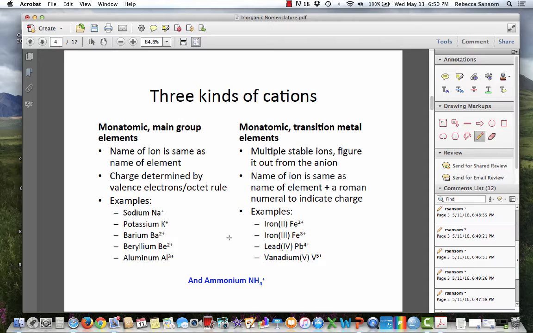Second, we can have monatomic transition metal elements. These, you have to include a Roman numeral to indicate the charge because you can't tell what the charge is going to be just by looking at it because they make multiple charges. Finally, the third kind is the polyatomic ions. The only one that you guys need to memorize that's positively charged is ammonium, NH4+. So those are your 3 cations.